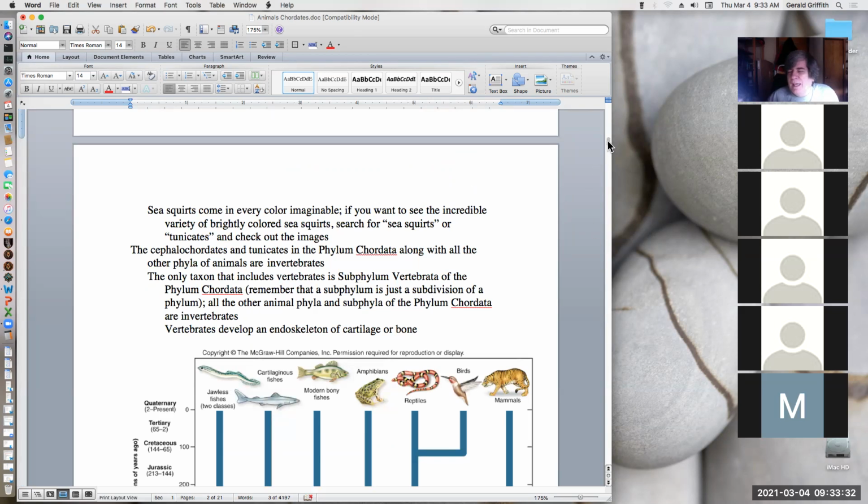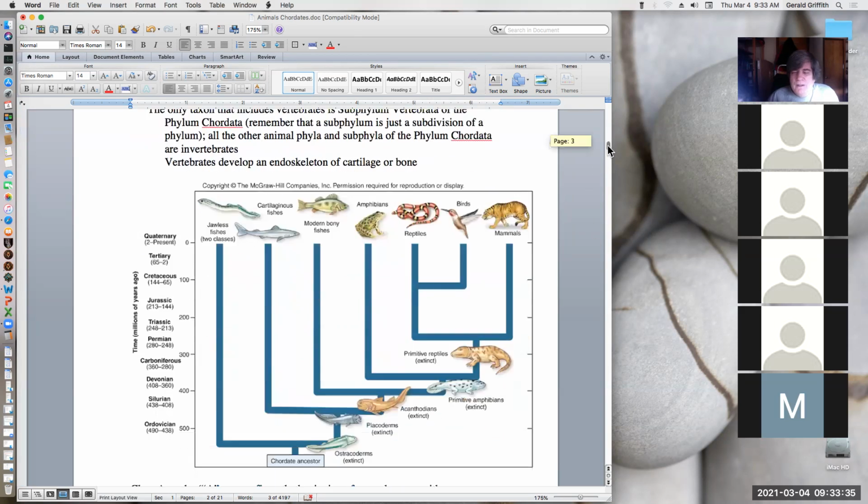So let's look at a cladogram of chordates. And notice that this cladogram only includes the vertebrates. So if we had the cephalochordata and the tunicata on here, the tunicata would be a group that split off to the side before the first group that's shown. And the cephalochordata would split off even before then. So this shows us some of our main groups of organisms.